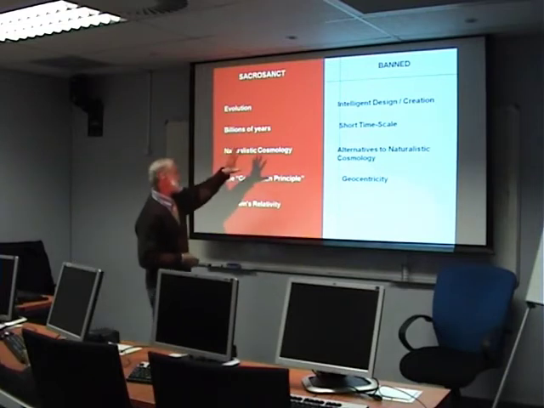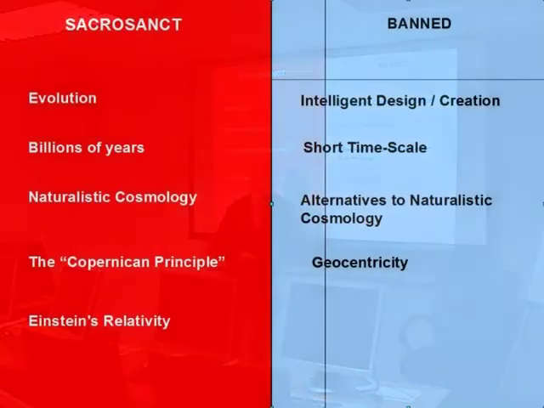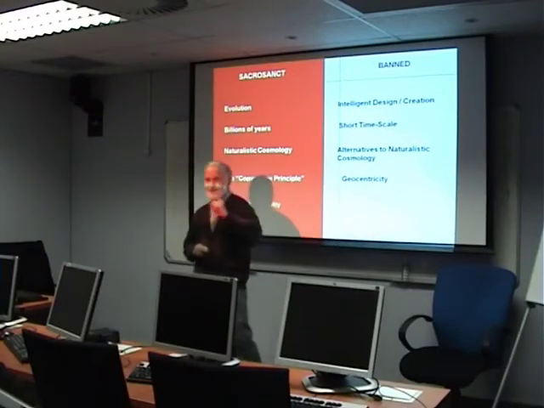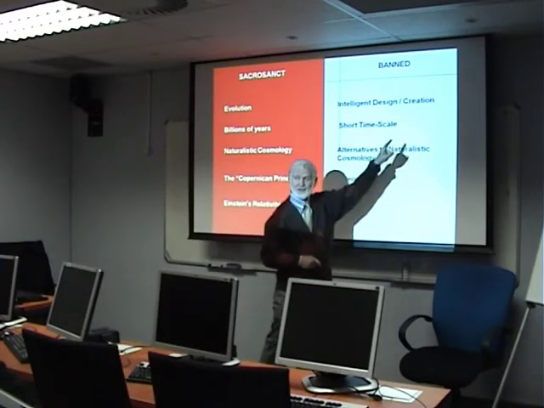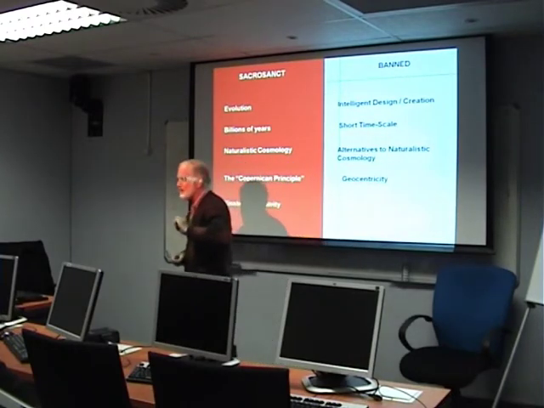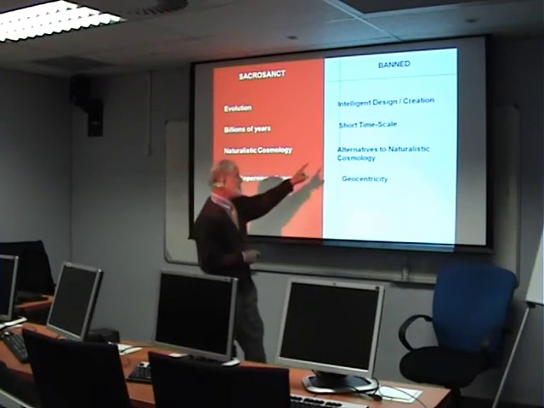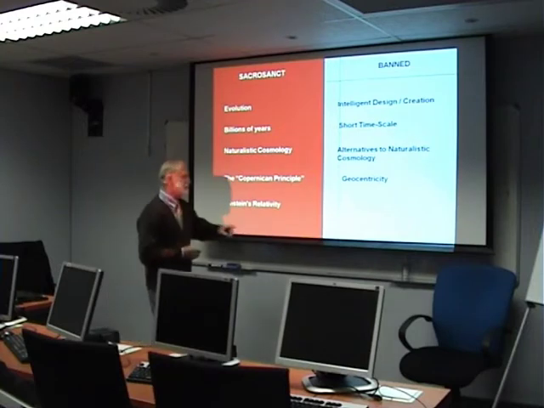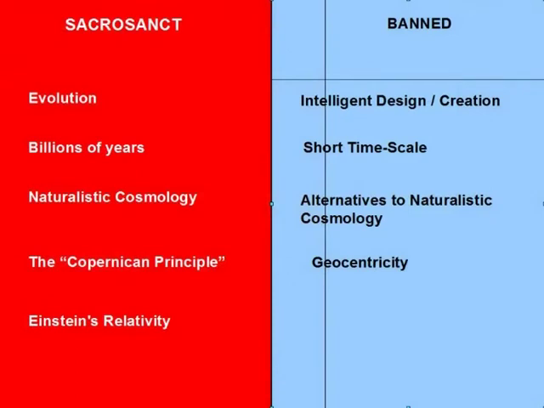So the banned items are the things which go against these. Intelligent design and creation, you can mention them only to pour scorn on them. Short time scale, again, you can mention it only to pour scorn on it. You're not allowed to put forward any of the evidence which makes many people believe in it. Alternatives to naturalistic cosmology, definitely not allowed. And geocentricity, the opposite of the Copernican principle, no, that is taboo.